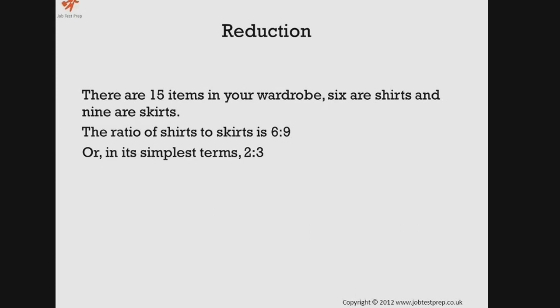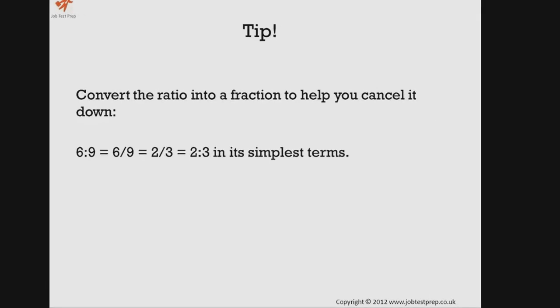Reduction. Let's look at another example. Let's say you have 15 items in your wardrobe, 6 are shirts and 9 are skirts. The ratio of shirts to skirts is therefore 6:9. Like fractions, ratios can and should always be reduced or cancelled down until they are in their simplest terms. The above ratio becomes 2:3. Tip. In order to help you cancel down a ratio, it is useful to convert the ratio into a fraction. For example, 6:9 becomes 6/9, which is 2/3, and you can then convert that back into a ratio which is 2:3.